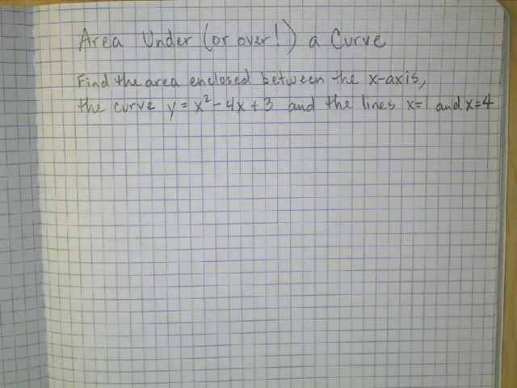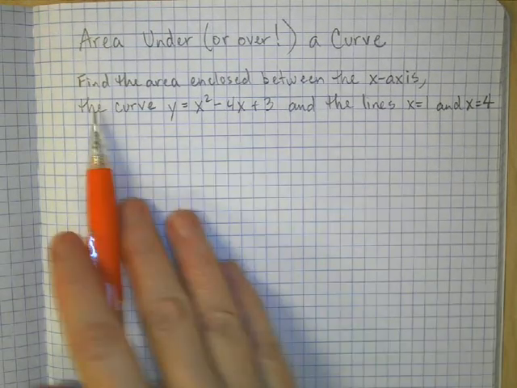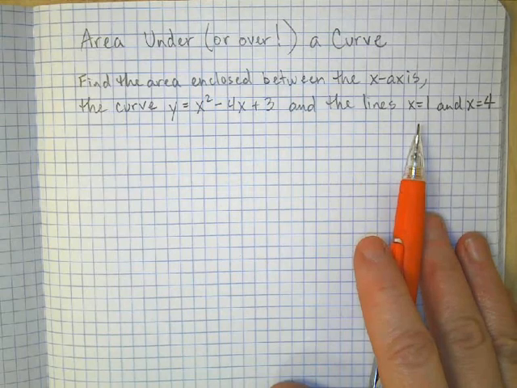Okay, time to find area under a curve, or sometimes it's over the curve, depends on what we're asked for. All right, so here's our question. Find the area enclosed between the x-axis, the curve y equals x squared minus 4x plus 3, and the lines x equals 1 and x equals 4.